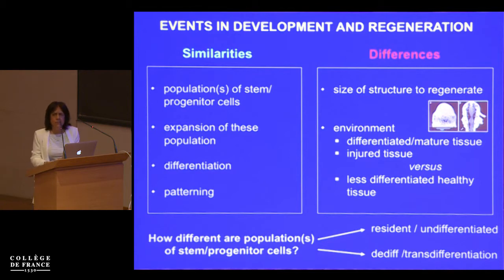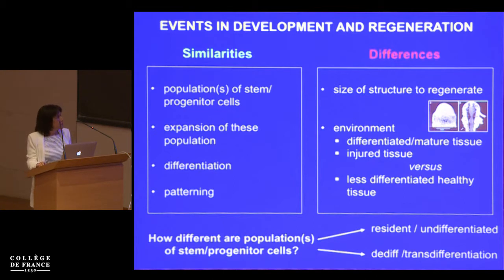And then the environment is very different, because during development you have a normal environment, normal cells, whereas the regenerative process is in response to injury. It is also adjacent to differentiated tissue, not to a tissue that is altogether developing. So you have differentiated mature tissue and injury versus a tissue that is healthy and less differentiated while developing.